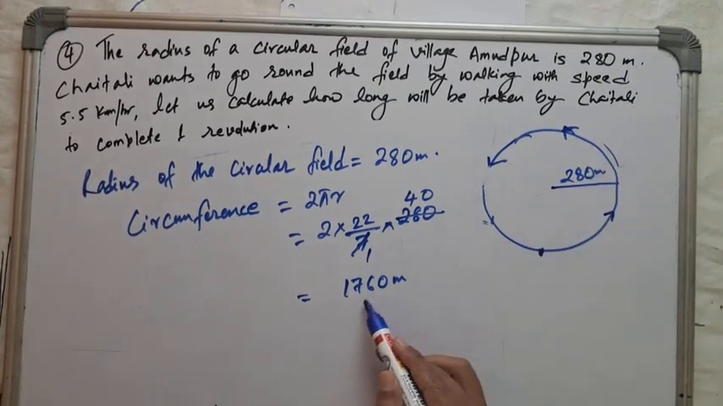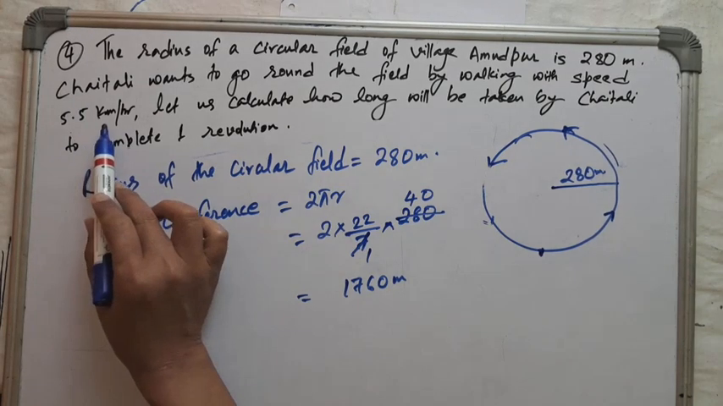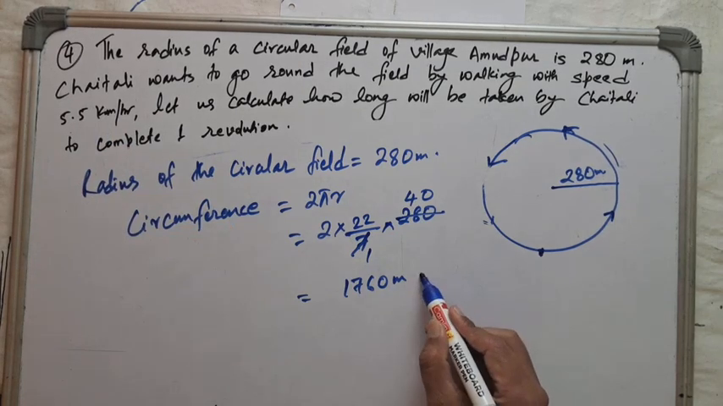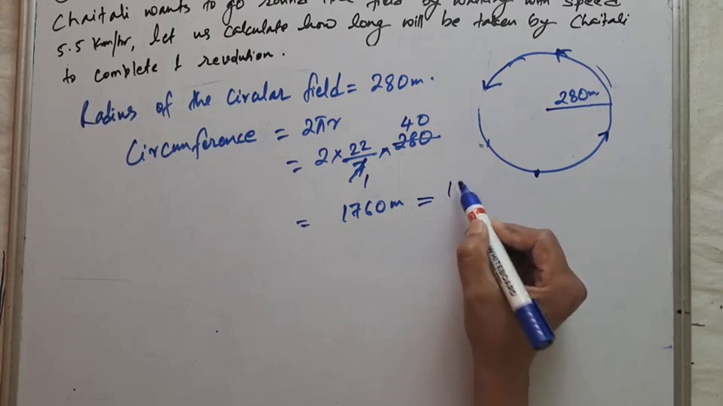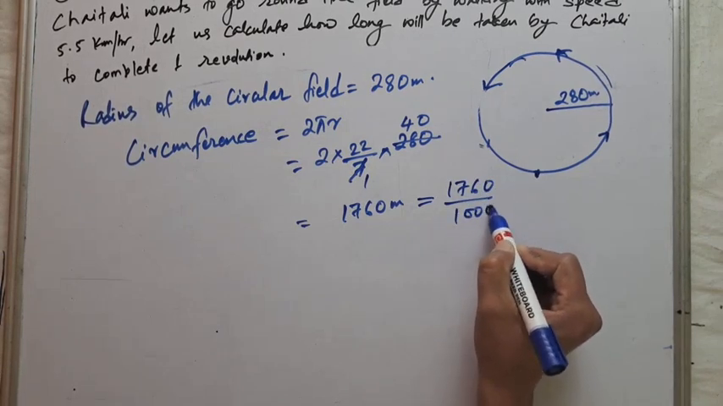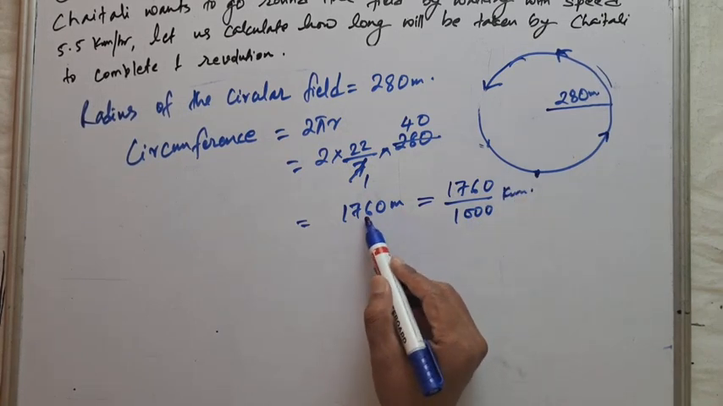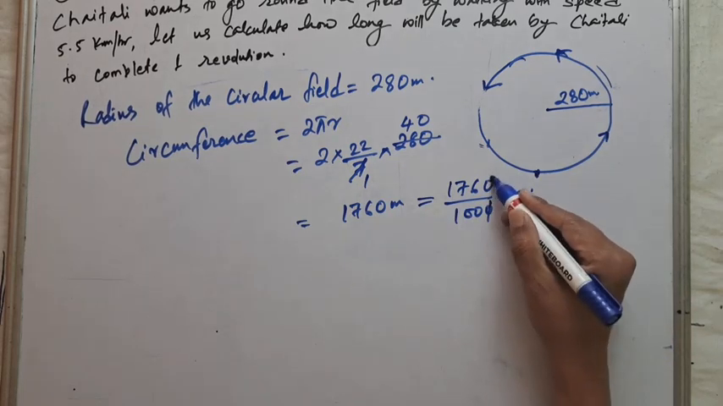So the distance we got is also in meter, but the speed is given in kilometer per hour, so we need to convert this meter to kilometer. 1760 meter is 1760 divided by 1000 kilometer. When we divide meter by 1000 we get kilometer, isn't it? So this 0 and this 0 can be cancelled.